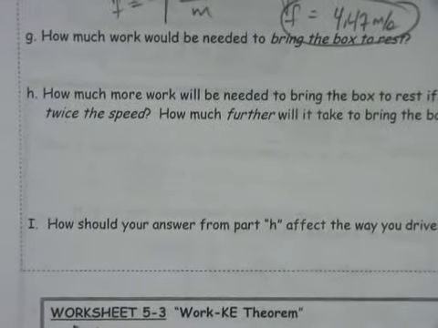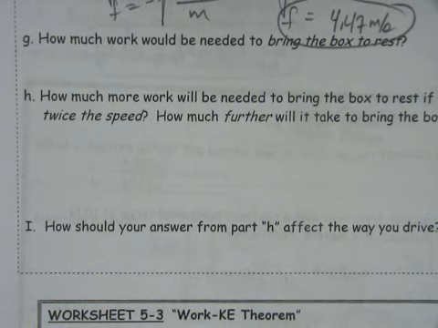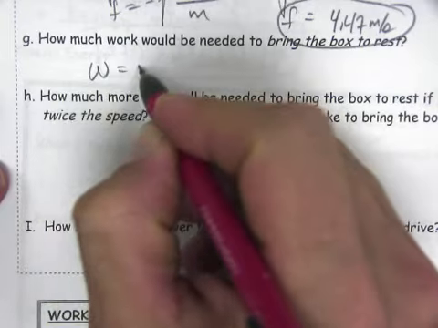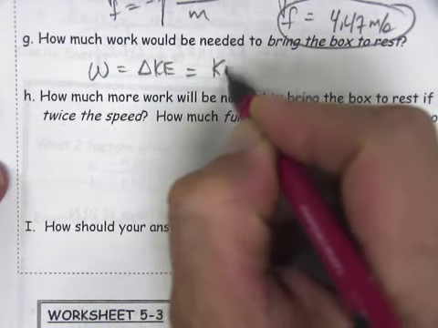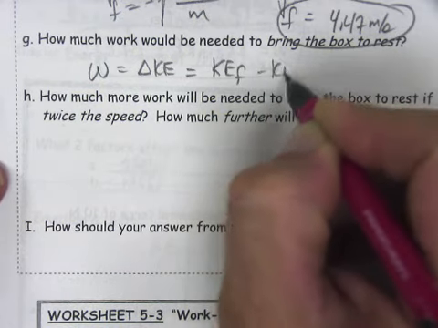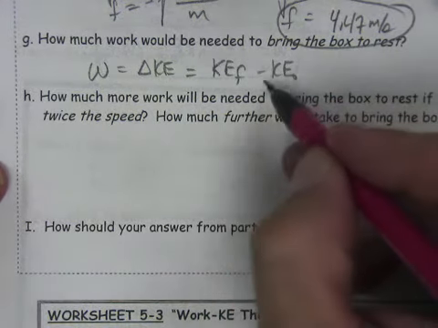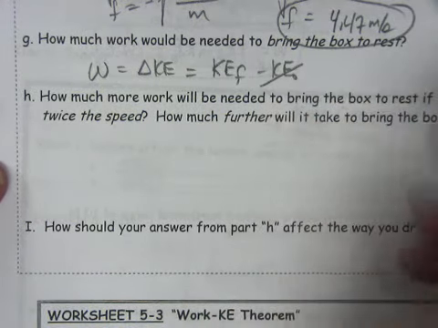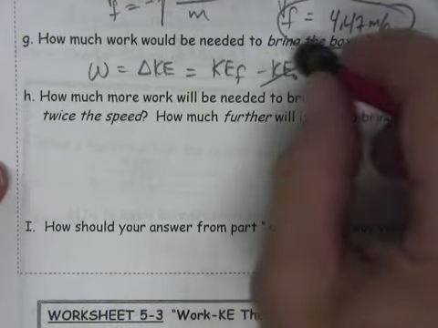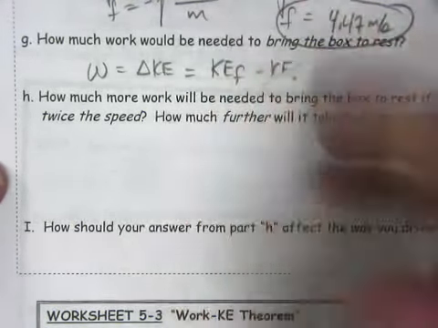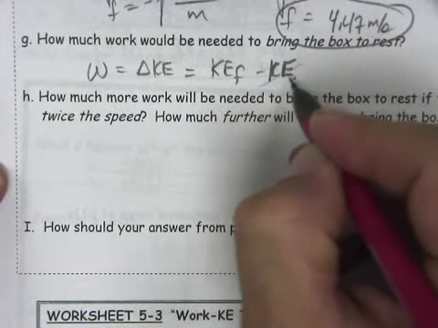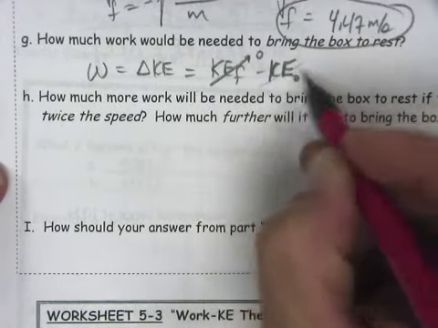Alright, part G. How much work would be needed to bring the box to rest? Okay, let's see if we can work this out. We know work is equal to a change in kinetic energy, which is equal to kinetic energy final minus kinetic energy initial. We're coming to rest, so that means our final is 0.